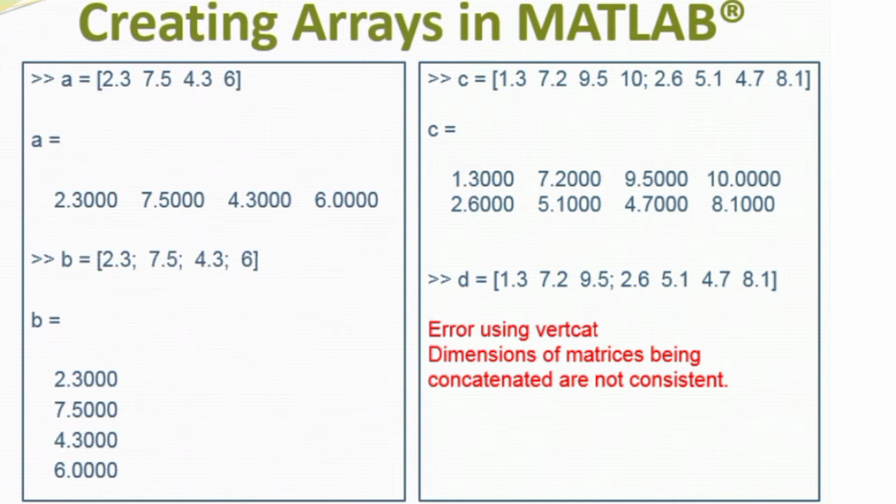Now, what about this command? I get an error if I type this command, and if you look at the command, you'll see why. Because I'm trying to enter 3 values into row 1, 1.3, 7.2, and 9.5, but I'm trying to put 4 values into row 2, 2.6, 5.1, 4.7, and 8.1. Can't do this. All of your rows have to have exactly the same number of values. So if you short a row by a value, you're going to get an error using vertical concatenation. The dimensions of the matrices are not consistent.